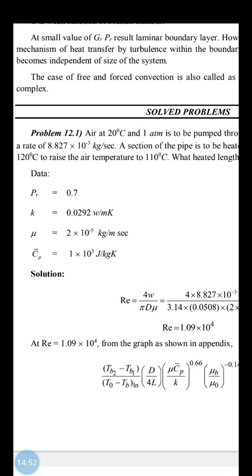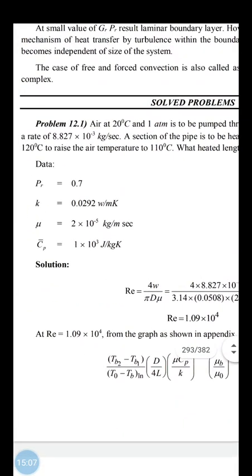So air, initially at 20 degrees, has its temperature raised to 110 degrees. What heated length of the pipe is required? So the length is asked and all values are provided to you. The Prandtl number is given, thermal conductivity is given, viscosity is given, Cp bar is given.